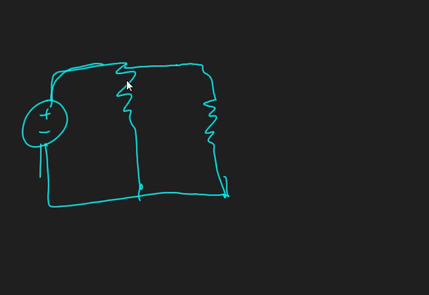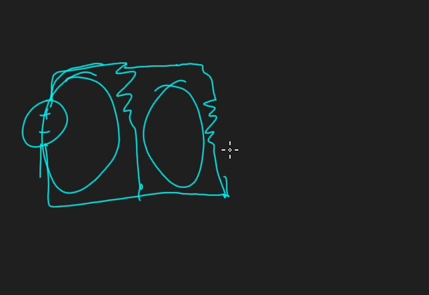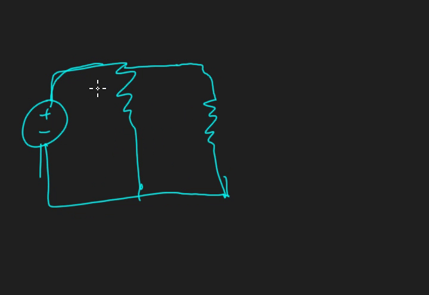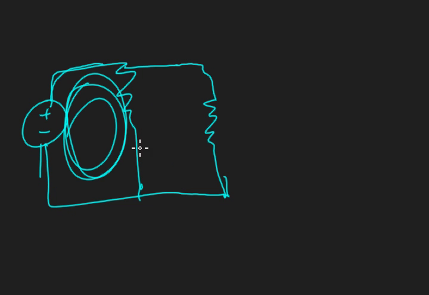1, 2, 3. But yeah, a mesh is only one of these inner loops. We'd say there are only two meshes to this circuit. This outside loop is still a loop, but it contains two smaller mini loops. So a mesh is basically the smallest kind of loop you can have in a circuit.